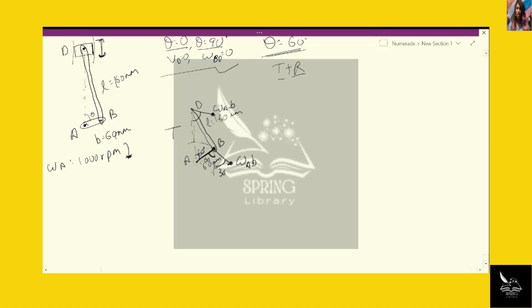I haven't drawn it in a perfectly parallel way, so let me redo it. If this is our rod, it's going to have exactly the same velocity as at B, so omega AB. And the angle from vertical is going to be 30 degrees as we figured out. Okay, this is the translational part.